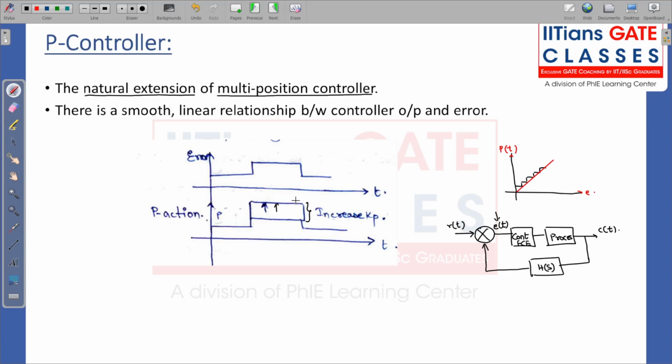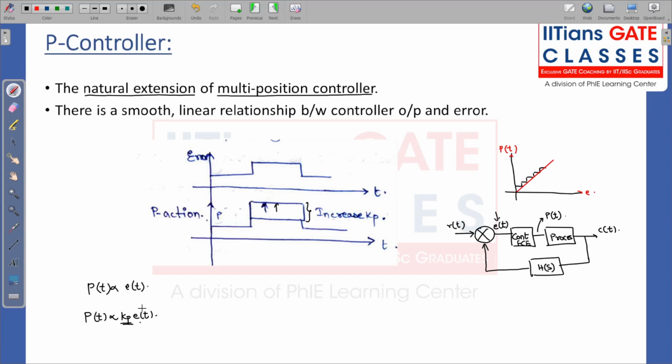So in the P controller, this is my controller output p(t). p(t) is directly proportional to the error. Now, if I remove the proportionality sign, I need to put a constant over here, so I am putting Kp. This is your proportionality constant, or P controller constant. Okay, proportional constant we have over here.